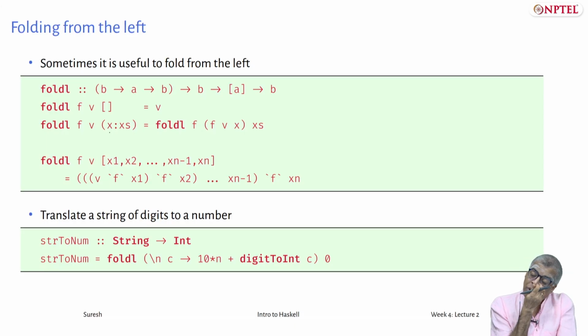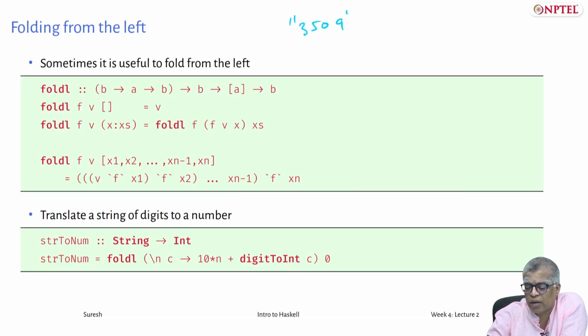Here is a very nice example of fold L, string to number. Okay, so I have a string which consists of digits. So I might have the string 0, 1, 2, or 3, 5, 0, 9, let's say. So string to num of this should actually yield the integer 3509 for me.